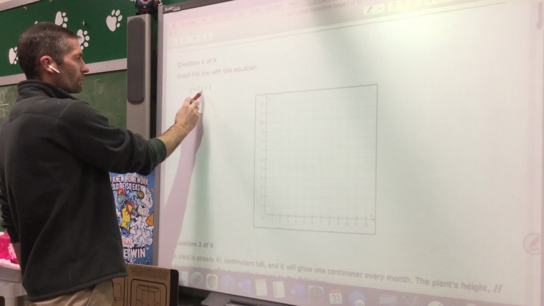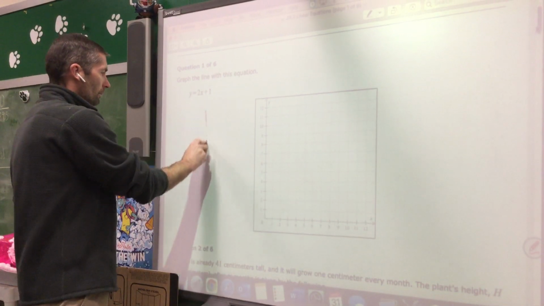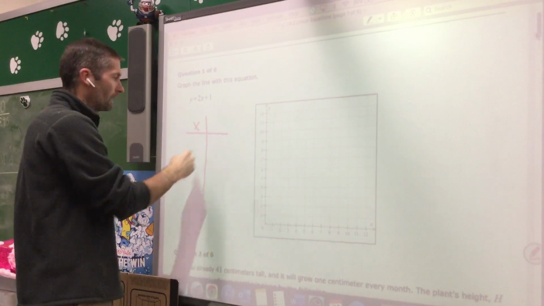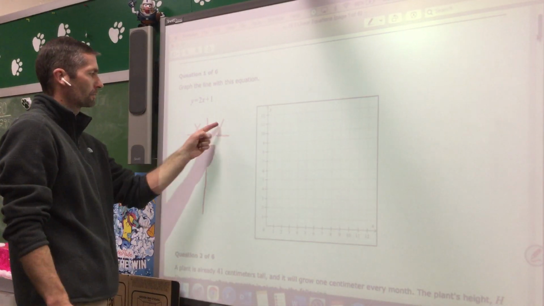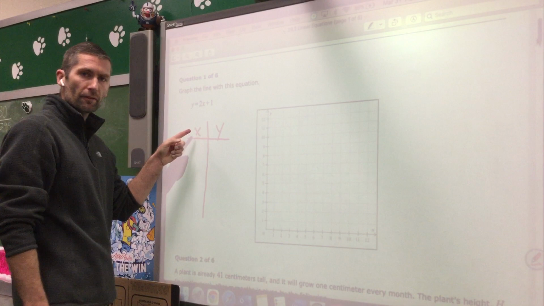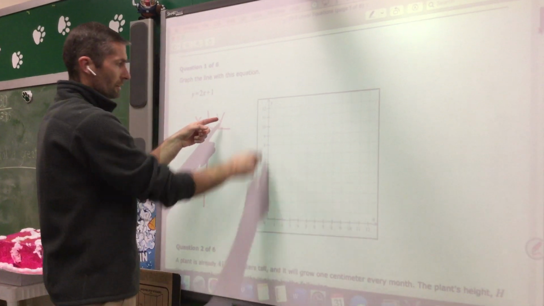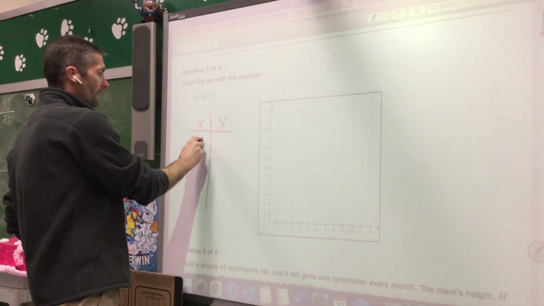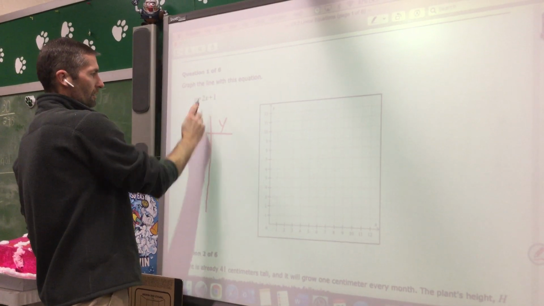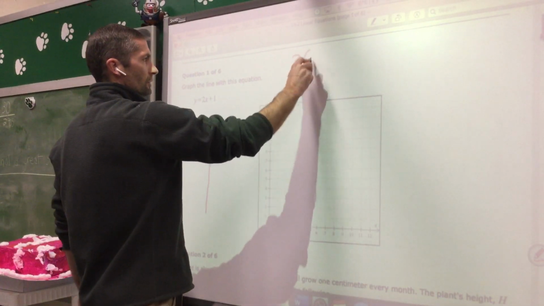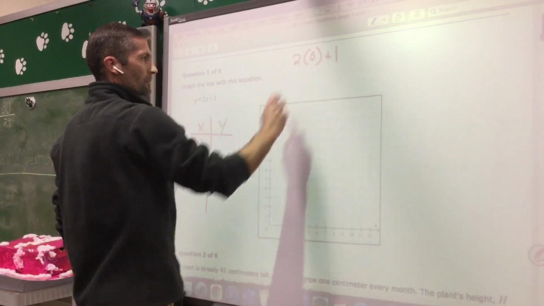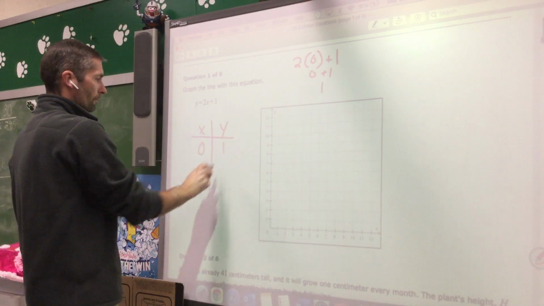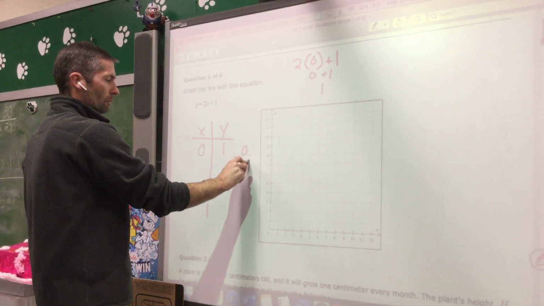Okay, so we have y equals 2x plus 1. So remember, we're going to make a t-chart. We're going to put our independent variable on the left and our dependent variable on the right. Our independent variables are x and our dependents are y. So this depends on what this is. So when x is 0, we can plug in 0 up here, 2 zeros plus 1, and I do want you to write this. So that would be 0 plus 1, just 1. So that is the ordered pair, 0, 1.